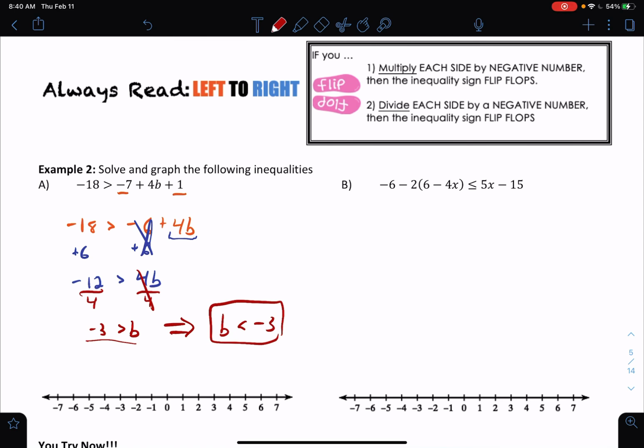So if I were to graph this, b is less than negative 3, I have an open circle at negative 3. And if it's less than, I'm going to shade off to the left, because it's saying anything less than negative 3 will work for this inequality.